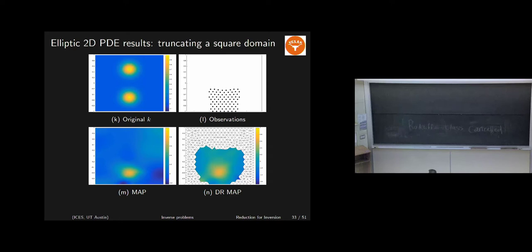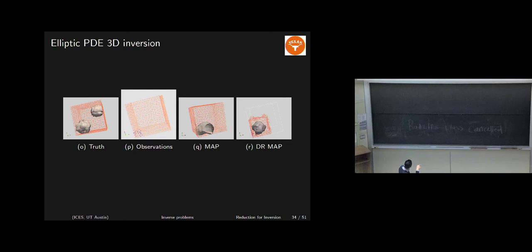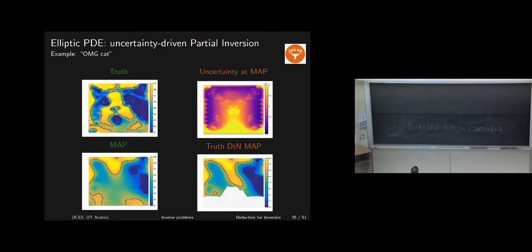Okay, so this is another example where I have 3D. We have an observation here. If you do it on a full domain, this is what you get. But if you truncate into a little cube here, you recover this one better than the full domain again, right? You are less confused. The optimization itself is less confused. Okay, so this is a more interesting example where my student is a lady who actually loves cats. This is OMG cat, right? Oh my God, cat. So this is what she wants to recover, and this is the observation, okay?